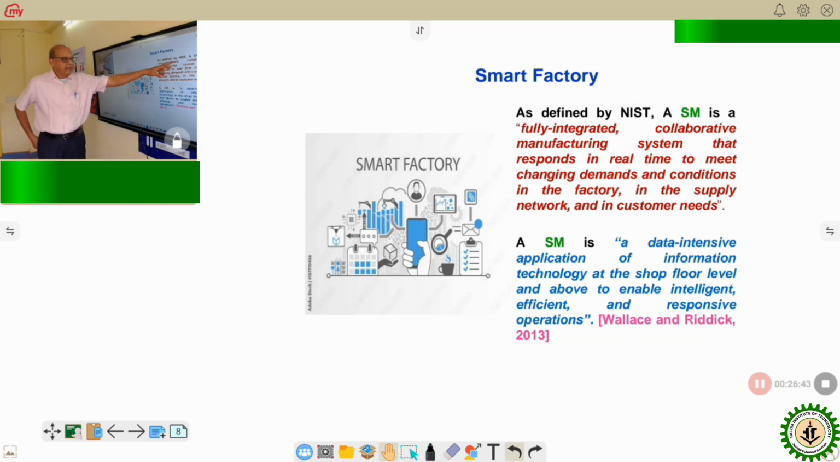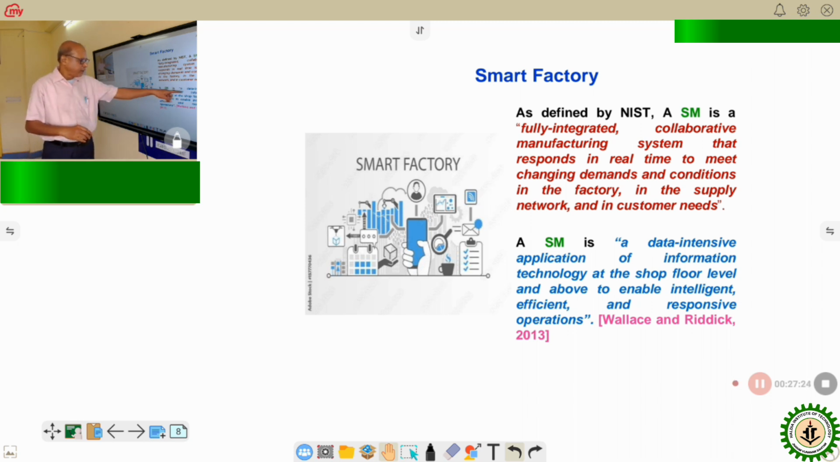As defined by NIST, National Institute of Standards and Technology, smart manufacturing is a fully integrated collaborative manufacturing system that responds in real time to meet changing demands and conditions in the factory, in the supply network and in customer needs. So customer, vendor, supplier, different departments of the manufacturing, all under the single network. So all the stakeholders are present under the purview of this smart factory. SM is a data intensive application. What I had emphasized, that it is a data driven paradigm or data intensive paradigm.